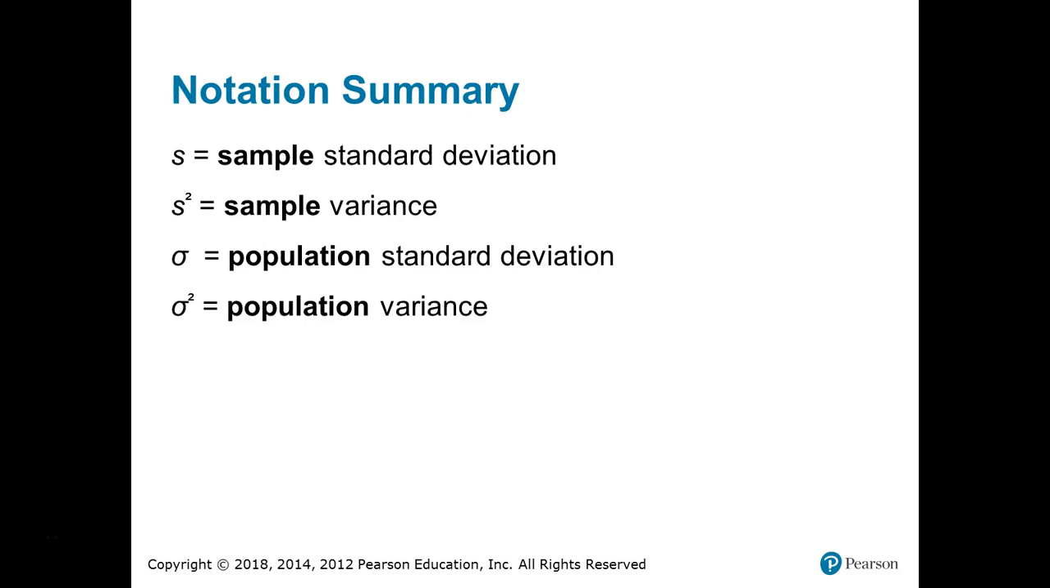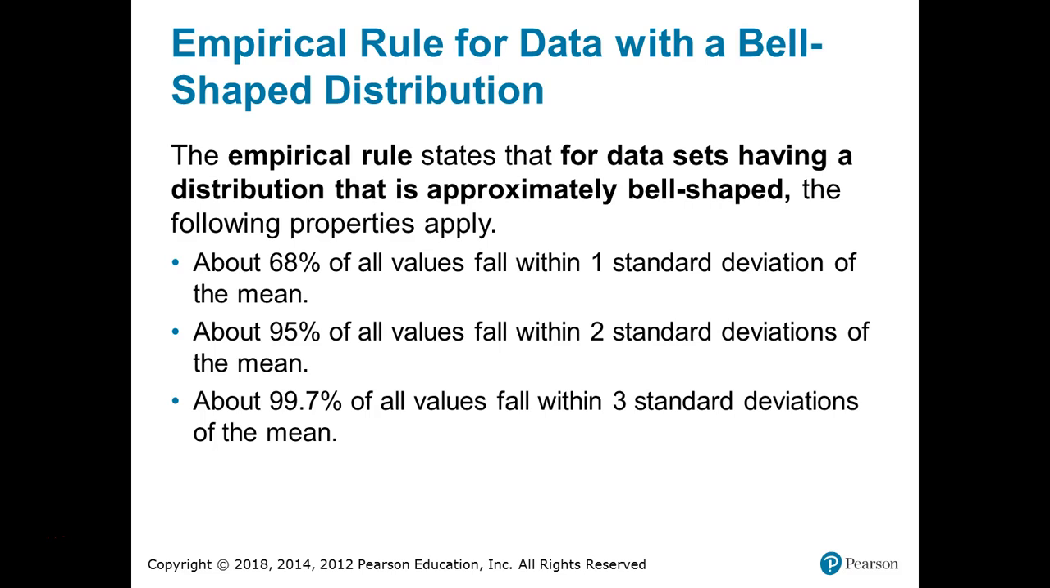So here's your notation summary. Lowercase s, standard deviation of a sample. Lowercase s squared, sample variance. Sigma, population standard deviation. And sigma squared, population variance. Okay.